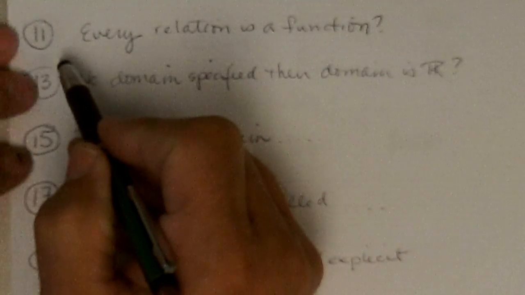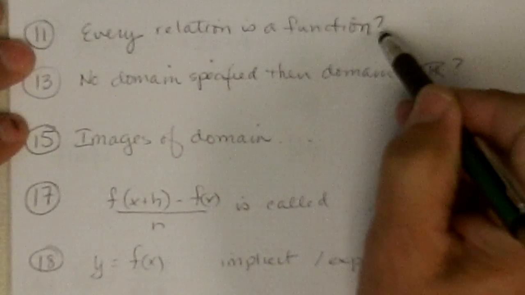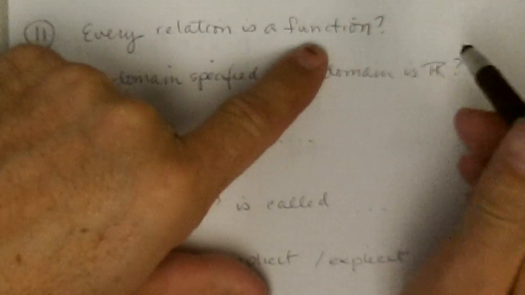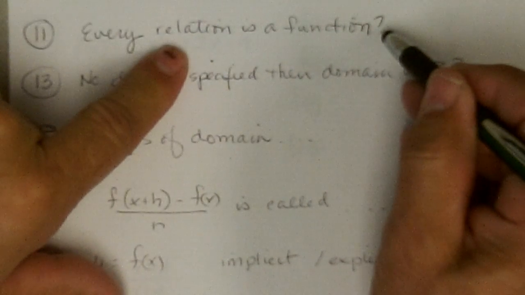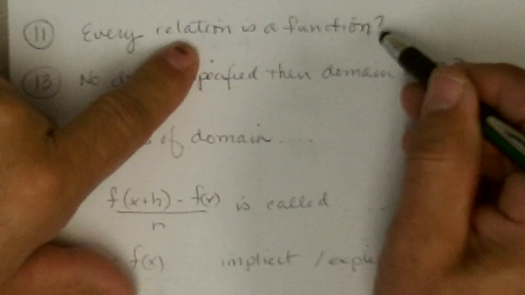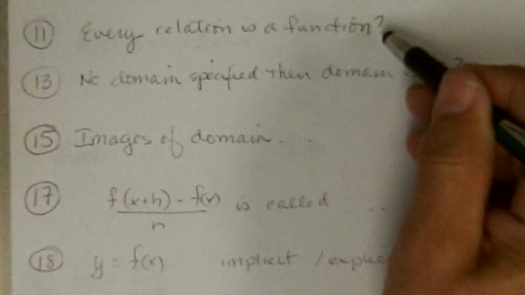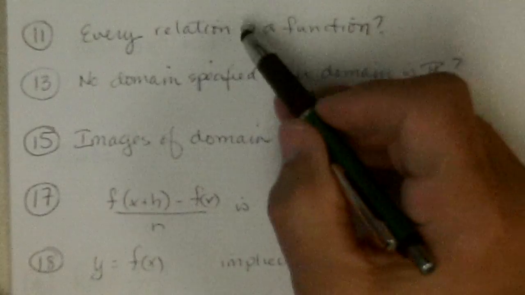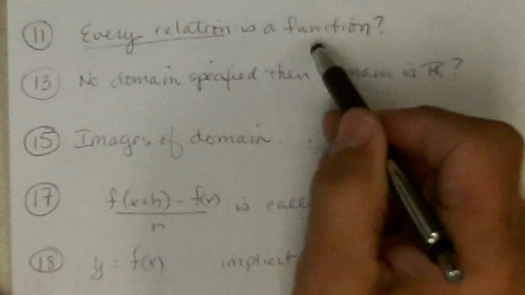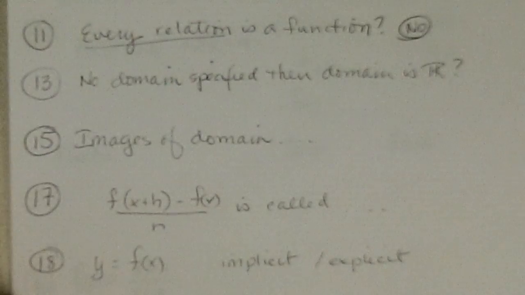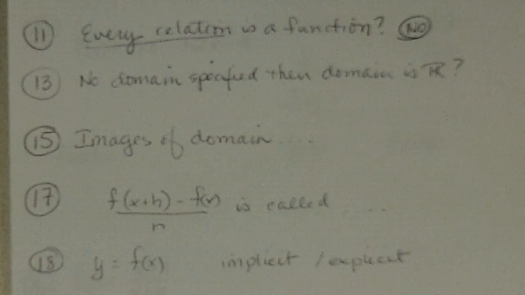2.1, number 11. Every relation is a function? No, a relation is any pairing. A function can be one-to-one or many-to-one, but it can't be one-to-many. For some x, it can't go to many y values. So, is every relation a function? No. All the relations except the ones that go one-to-many are functions.